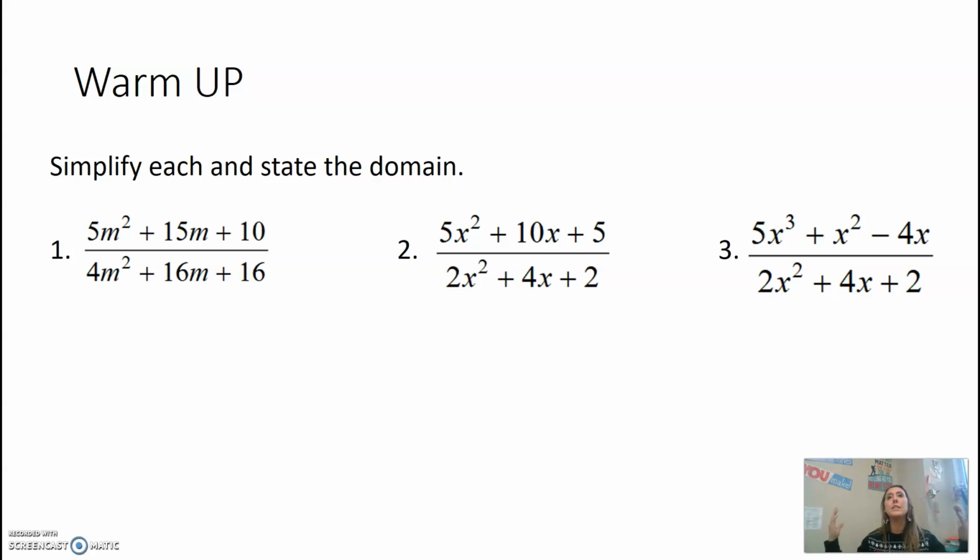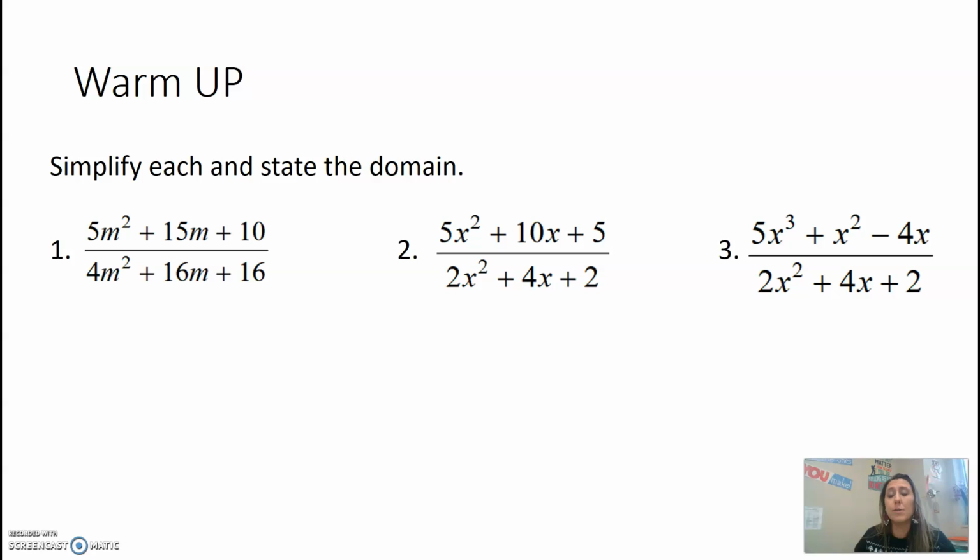And then once we're done with that greatest common factor, we need to look at those and see if we can factor any further. Hint for number 1, hint for number 2, hint for number 3. So you're going to want to factor all of this. Once you get it into factored form, remember that the domain, when we're looking at a simplified rational expression, the domain is going to be all real numbers.